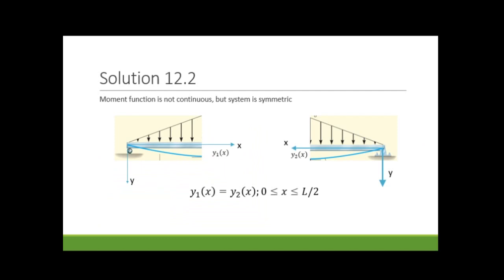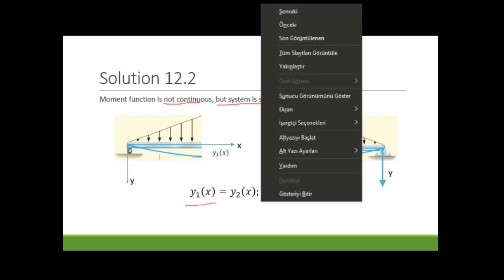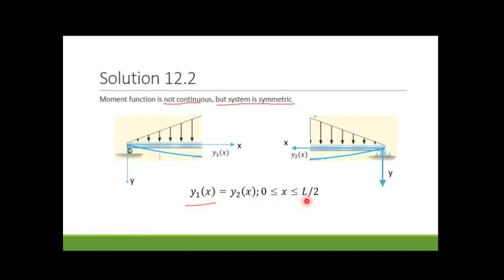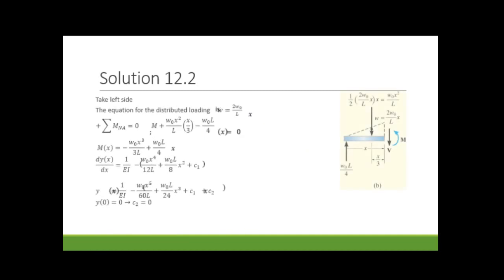The moment function is not continuous, so I have to divide it into two functions. But the system is symmetric, so if I solve any function from the left side or the right side, it doesn't matter; we can easily find the general elastic curve function. I want to choose the left one, that means y1(x), where x goes from 0 to L over 2. So how can we start?